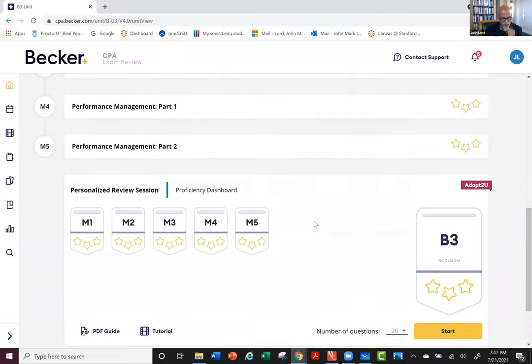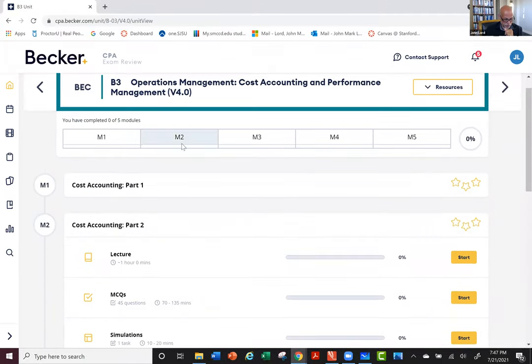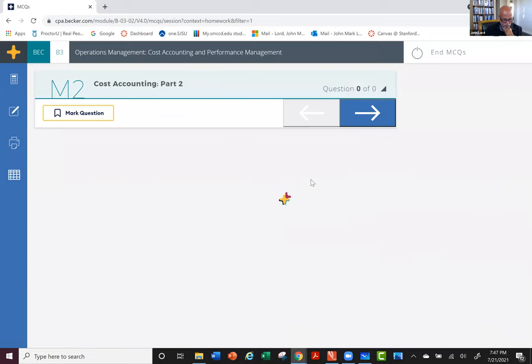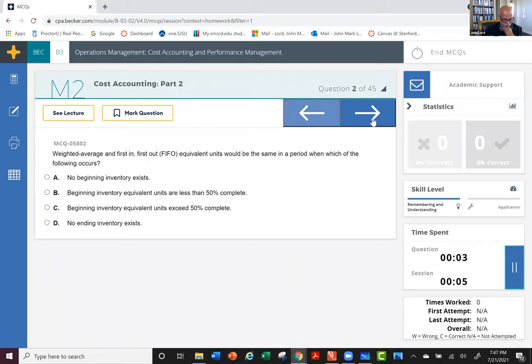The other way that you could do it is just go through to questions, right? Module 1, module 2. Questions, multiple choice questions, start. Unanswered. Now, if you're missing those, then it'll give them to you that way anyway, because it flags the incorrect questions. So if you missed all those, then by default, you'll get all those. But here, I haven't done any of these, so I would just toggle through. There's a FIFO.